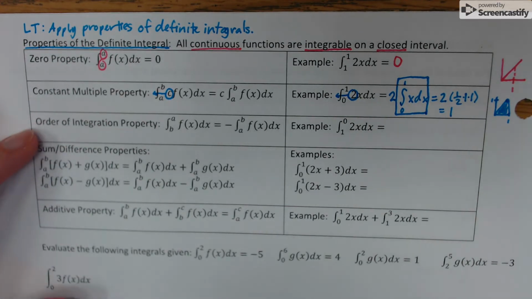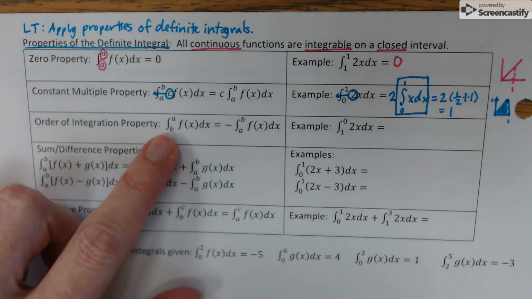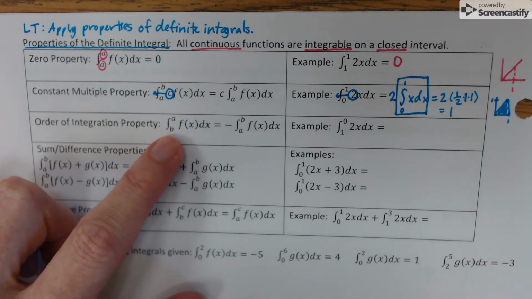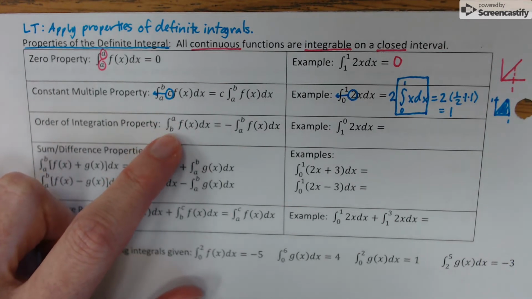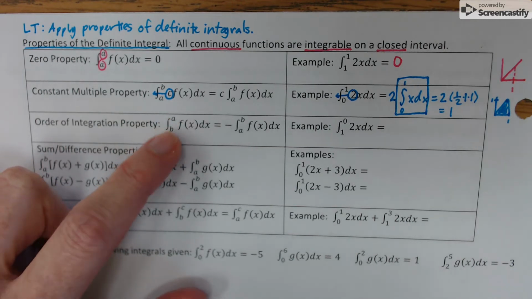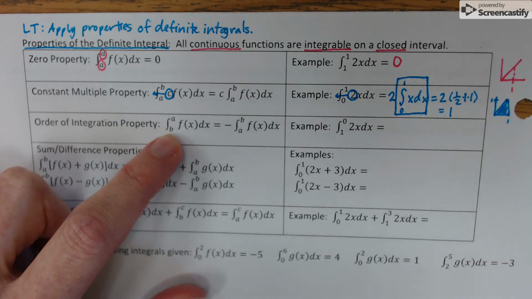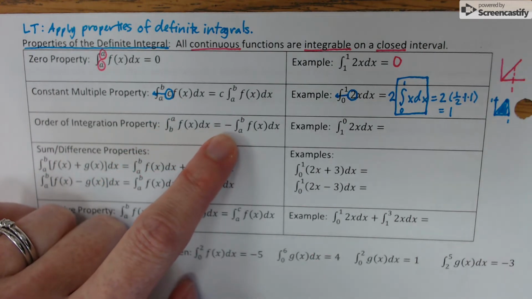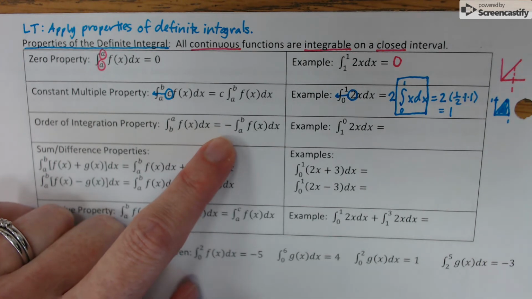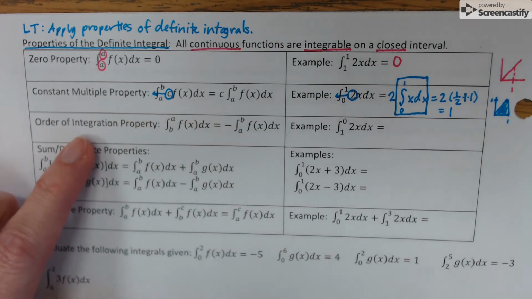The next property is called order of integration, and you might notice that the limits are supposed to go from a to b, and in this example, they're backwards. So if you ever need to change the limits because the lower limit is actually a greater number than the upper, you can do so by putting a negative out in front of your integral, and that corrects the order of integration.